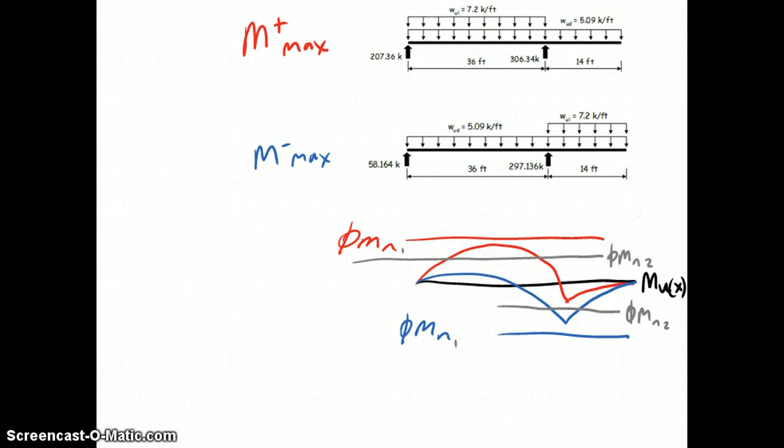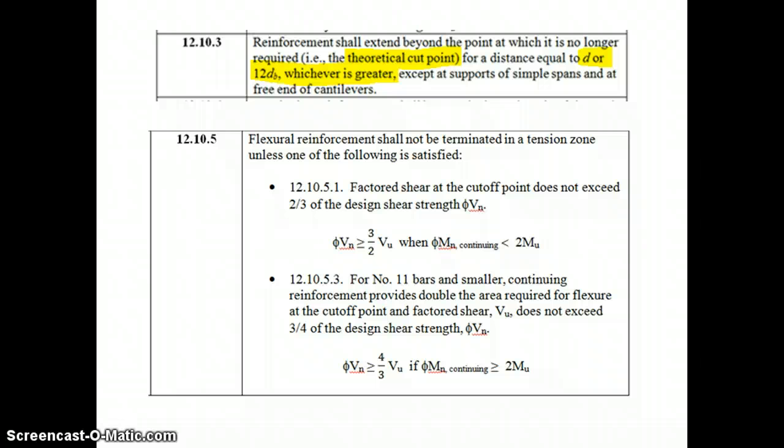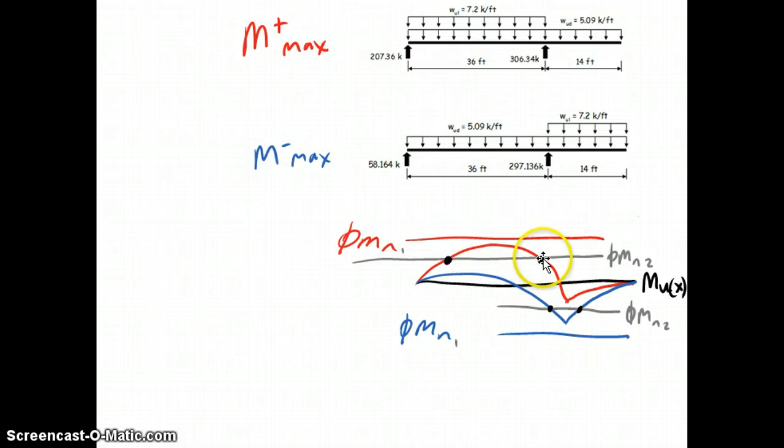What we do is find the two theoretical cut points, which is where phi-Mn of the weaker cross section intersects Mu of x curve for the positive steel. And likewise, we'll find the two theoretical cut points where the weaker cross section and the negative moment resisting steel intersects the Mu of x curve there. And what that last section of the code tells us is we find those theoretical cut points and then extend outwards a distance of d or 12 db, whichever is greater. So we'll find those 4 points and we'll extend outward towards the lower Mu a distance of d or 12 db.